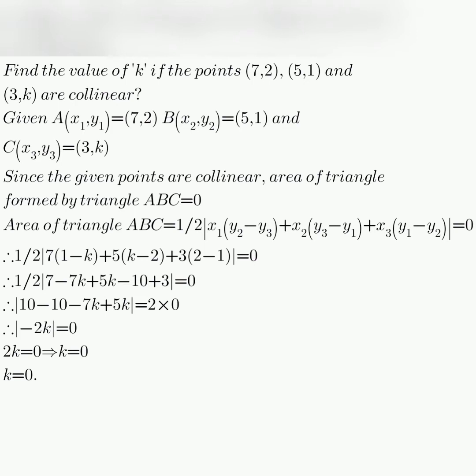So therefore, what is the value of k for which the given points are collinear? 0. So therefore, what is the concept that we have used here? The given points are said to be collinear if the area of triangle formed by joining these given points is equal to 0. Since the given points are already collinear, we are finding the area of triangle and making it equal to 0, and in the same way we are finding the value of k. The value of k is equal to 0.